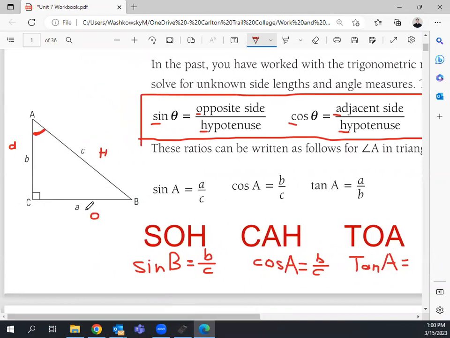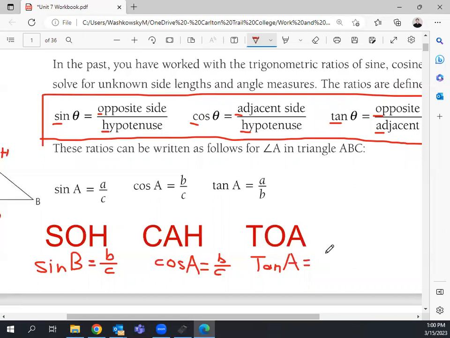So that'd be my opposite divided by my adjacent, which is A divided by B.